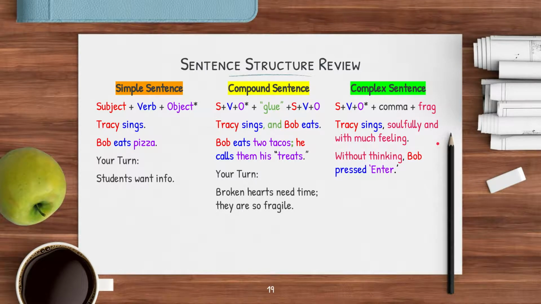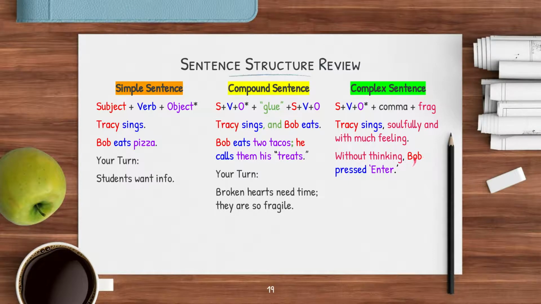Without thinking, comma, Bob pressed enter. Right? Without thinking is my fragment. Bob is the subject, pressed is the verb, and enter, or the enter key, is your object here. I show you this to demonstrate that, just like I mentioned up here, the fragment in your sentence can go either at the beginning, like in this one, without thinking, comma, or it could go at the end of your sentence, soulfully and with much feeling, etc.